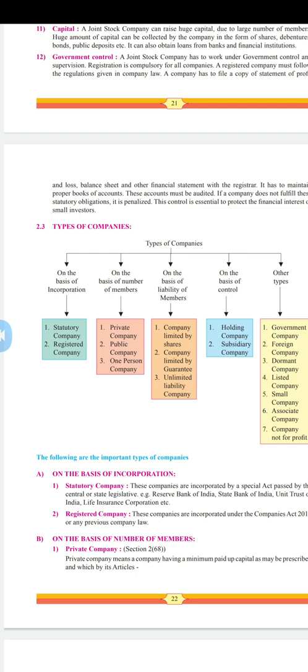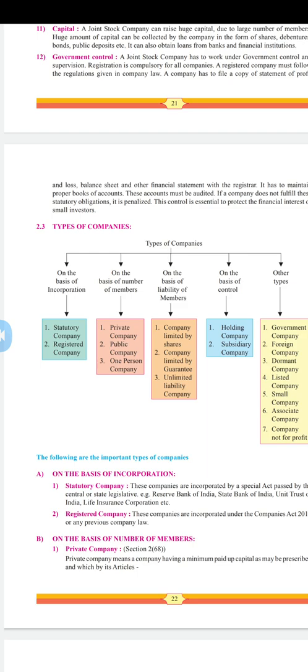Then second type is on the basis of number of members. There are three types: private company, public company, one person company. These all three types depend upon the number of members. In a private company there are minimum 2 members, maximum 200 members. In a public company minimum 7 members, maximum unlimited members, and in a one person company there is only one member. Then on the basis of liability of the members, there are three types: company limited by shares, company limited by guarantee, and unlimited liability company.